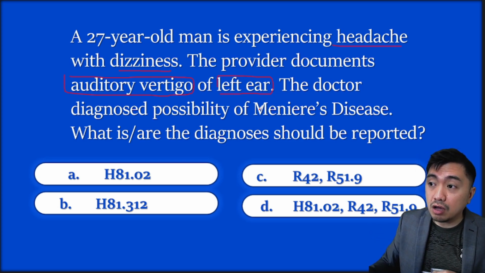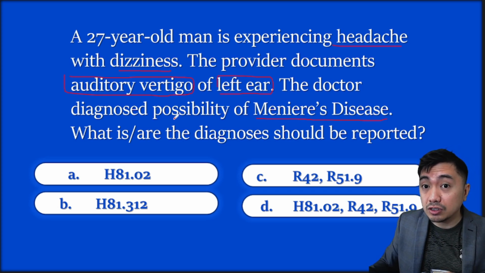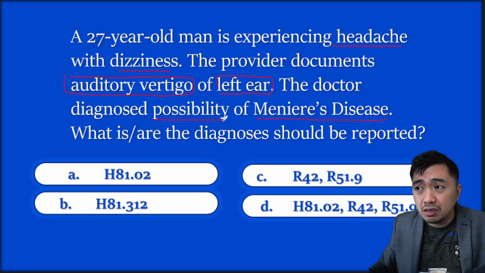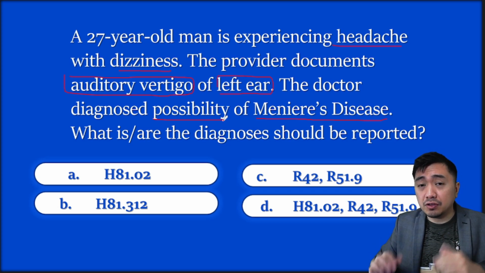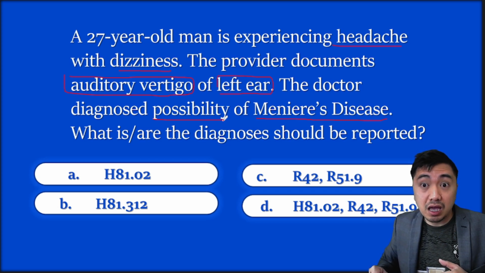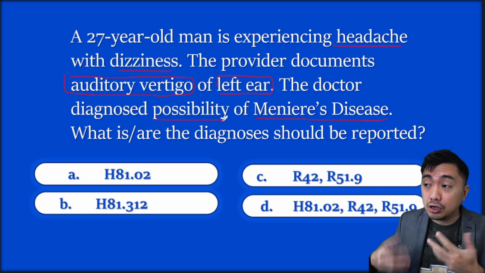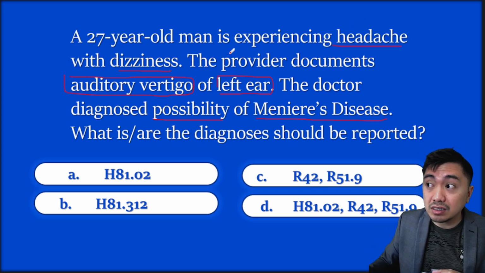But let's check. The doctor diagnosed possibility of Meniere's disease. Terms like possibility, possible, probable, maybe, I'm not sure, 50%. Those are terms of uncertainty, right? If the doctor is uncertain with the diagnosis itself, it cannot be coded, all right? So therefore, you can go to either the signs and symptoms present or the more specific diagnosis, which is auditory vertigo.